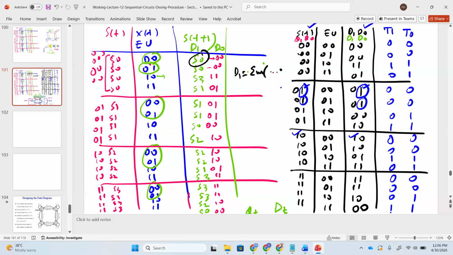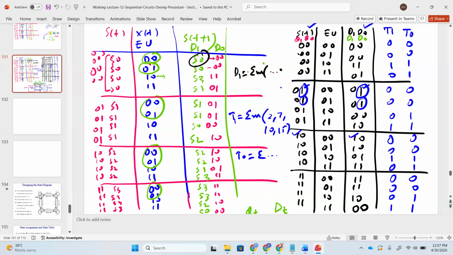Any question? Clear. Okay, now what is T1 now? Can you tell me what T1 is now? T1 is now sigma m of what? 2, 7, 10, 15. And similarly, you can find an expression for T0.